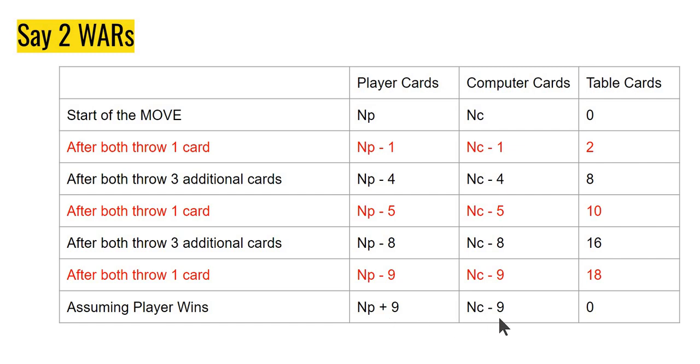Now, go through this logically, go through this slowly. This is very, very sensible. Again, the lines in red, we are not printing here in our code. That's why I've just shown it that way. But you can verify that if the war happens, let's say, 2 times, then the player that wins will end up with 9 extra cards. The player that loses will end up with 9 fewer cards.